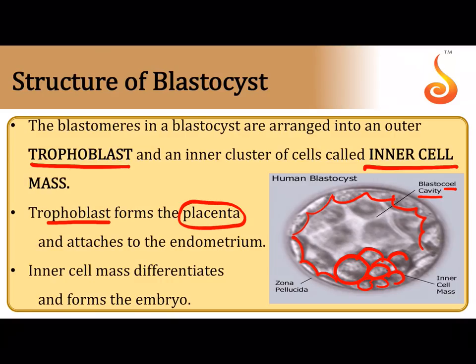Trophoblast is the one that actually forms a connection called placenta, because this is the one that attaches to the endometrium of the uterus. You know that the developing young establishes an intimate connection with the mother's uterus, and this is called placenta. We will be learning in detail later, okay? And the inner cell mass differentiates and forms the embryo because it has stem cells in it. Alright? So this is the real under the microscope view of a human blastocyst.